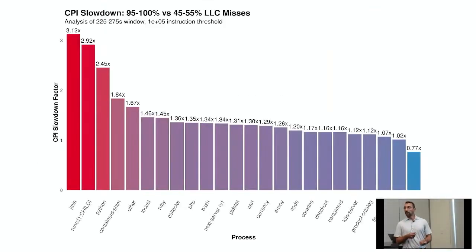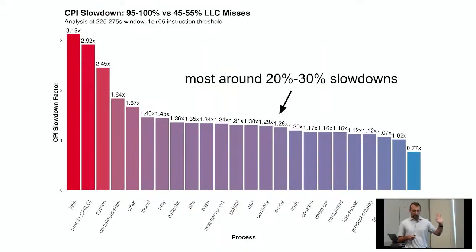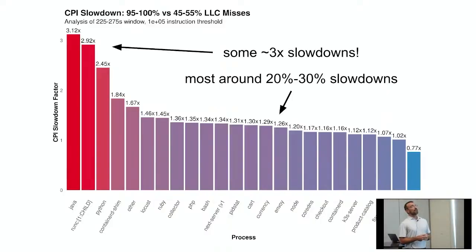And so what we found on the OpenTelemetry demo is that most services experience around a 20 to 30% slowdown when there's high memory contention. So the top 5%, the 95th percentile memory contention versus the median, most applications are around 20 to 30% slower, with some applications suffering up to 3 times slowdown. So this actually happens in Kubernetes clusters.